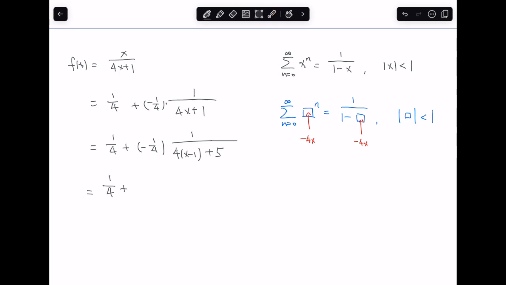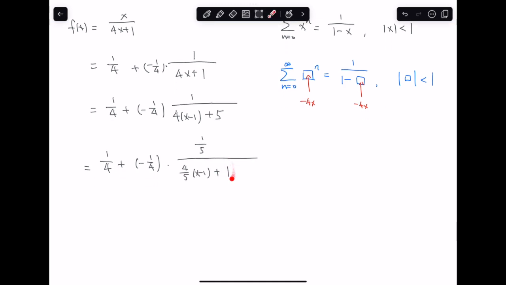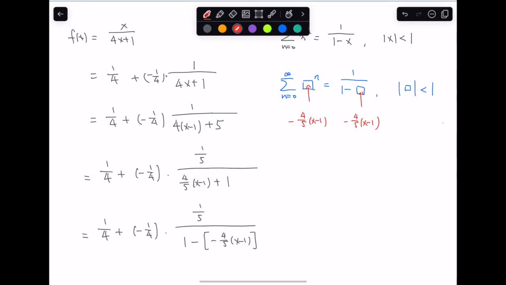That can be done by dividing the top and the bottom by 5. So I can have 1 over 5 on the top, and on the bottom I have 4 divided by 5, x minus 1, plus 1. Now we can see that I have this 1 here, and then I also have this x minus 1. Then we're going to rewrite this into 1 over 5 divided by 1 minus this.